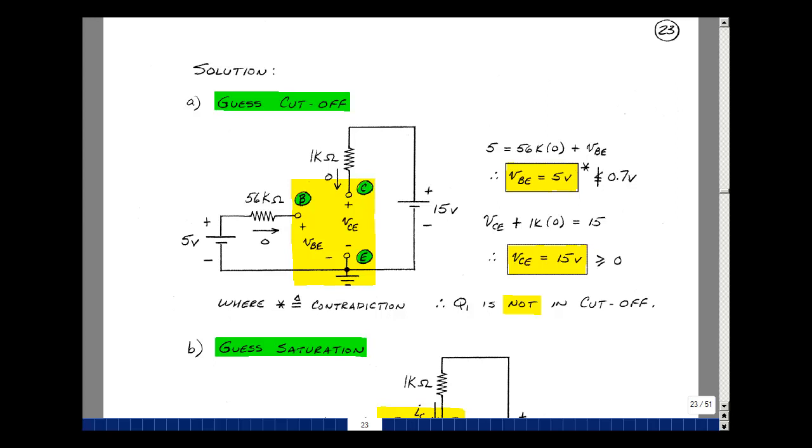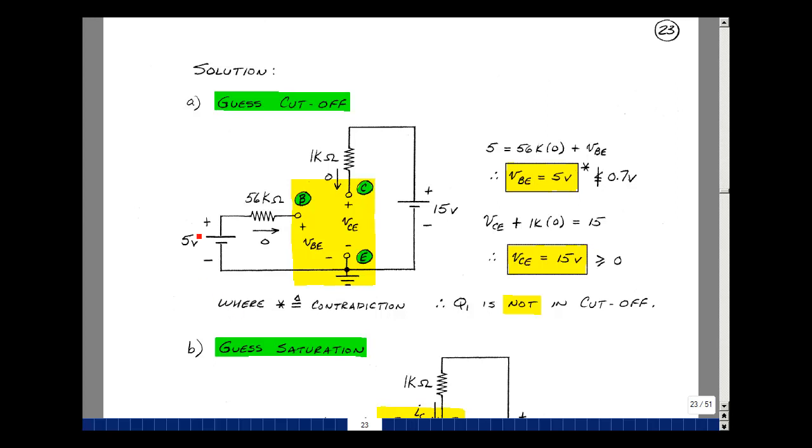Perhaps the simplest model is cutoff, so let's start with that one. Let's assume that the transistor is in cutoff, and that means there's an open circuit between the base and the emitter and between the collector and the emitter. That means that the current here is 0 and the current here is 0. I need to show that the base emitter is less than or equal to 0.7 and that the collector emitter is greater than or equal to 0.